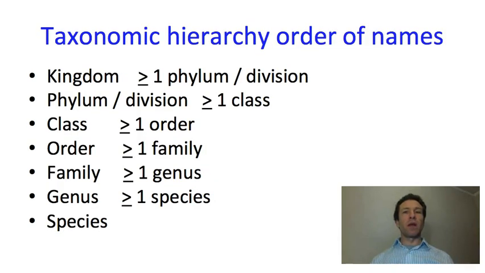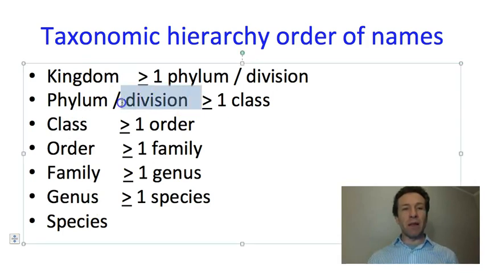Okay, so let's go on and talk about how we actually give names to plants. We are going to use, hopefully, a hierarchy that you are familiar with, and it goes in order from the largest group to the smallest group. Kingdom, phylum, but for whatever reason, botanists use the word division instead of phylum. So kingdom, phylum or division, class, order, family, genus, species.